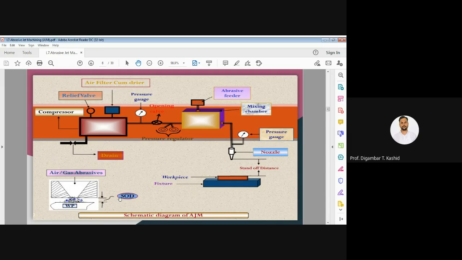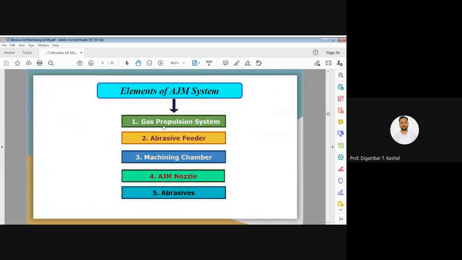That gas should not cause excess spreading or a divergent type of jet from the nozzle. Otherwise, the size of the cavity that you are forming on your workpiece will be difficult to control, and it will be difficult to control the cavity shape. So while choosing an inert gas instead of air, keep this in mind. If air is used, there is no issue; we just need an air filter and a dryer to clean it. Now this is about the gas propulsion system.